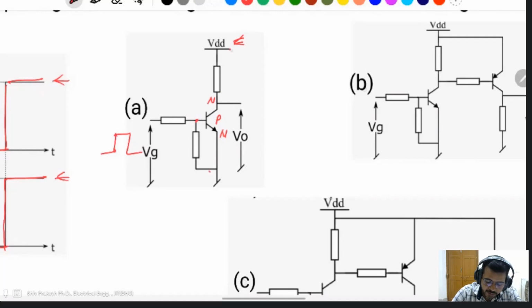Then VDD, if the base voltage is high, it means the transistor will be turned on, it will go into saturation mode. That's why the output of this one will be 0.